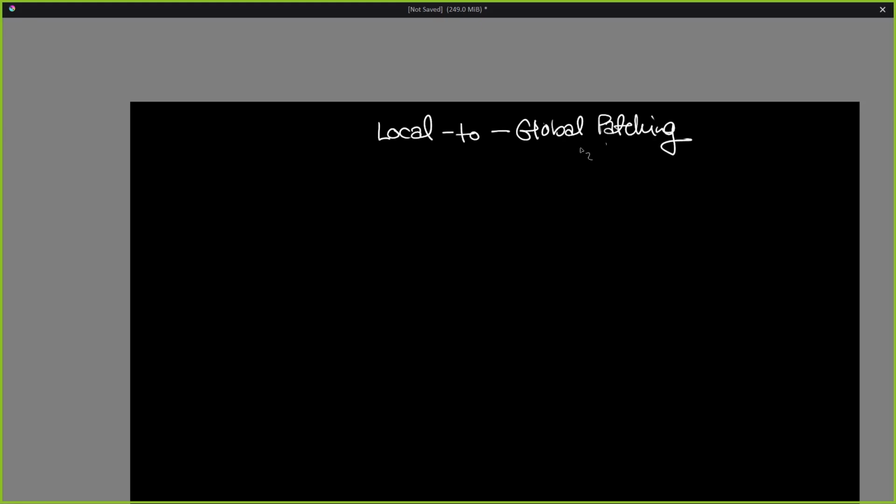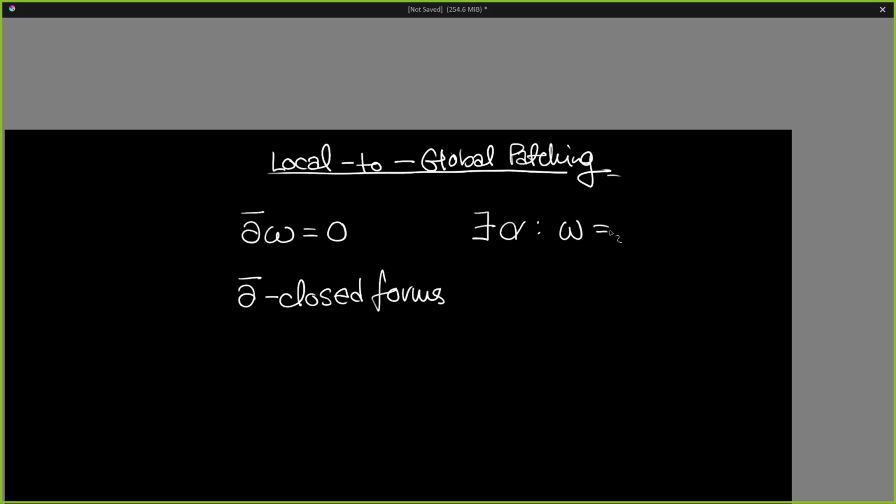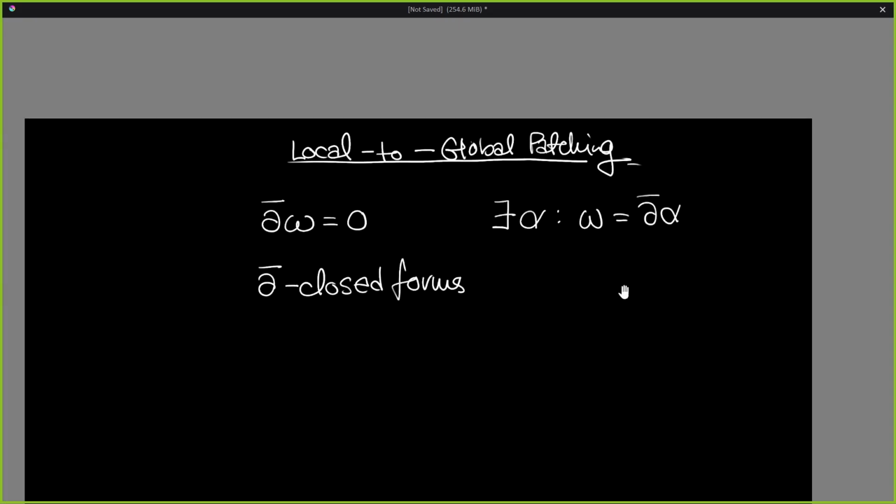We said that we were trying to solve these equations. We kind of glossed over it because they were pretty self-explanatory, but we have partial bar omega equals 0. These are the partial bar closed forms. And we have there exists alpha such that omega is equal to partial bar alpha, which are the partial bar exact forms.